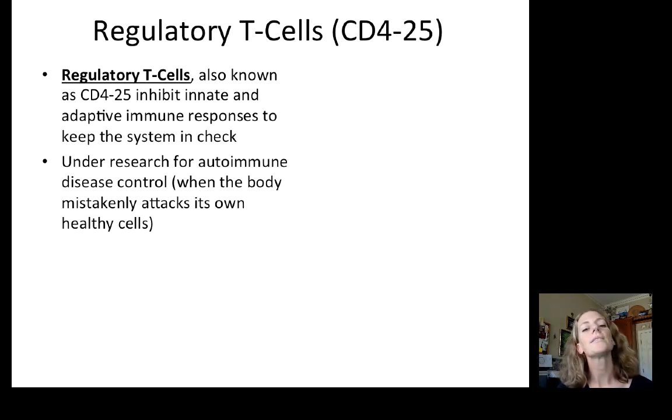There are also some cells called regulatory T cells. I don't have an image for these. They are currently under research. But regulatory T cells are thought to keep the immune system in check. So they are thought to reduce immune responses, and they are currently being researched for autoimmune disease. So when the self versus pathogen signals get mixed up, then the body can mistakenly attack its own healthy cells. Regulatory T cells can keep that immune response lower and hopefully prevent autoimmune disease.